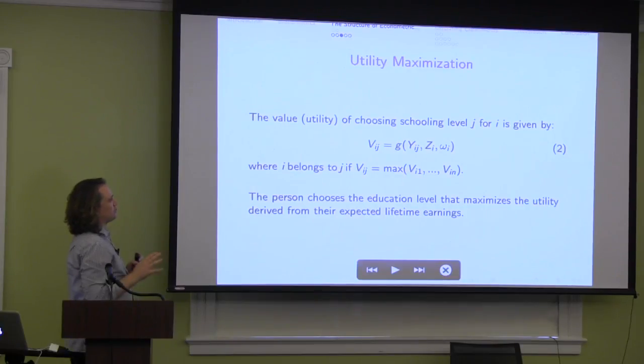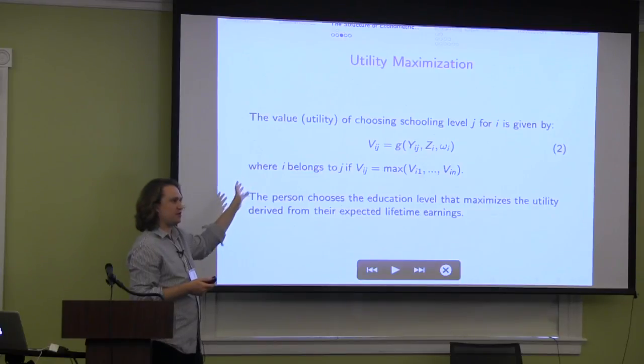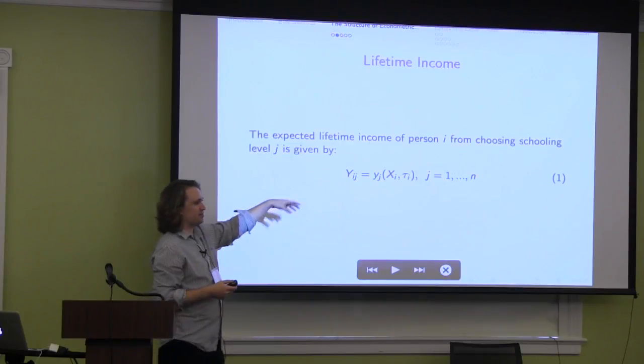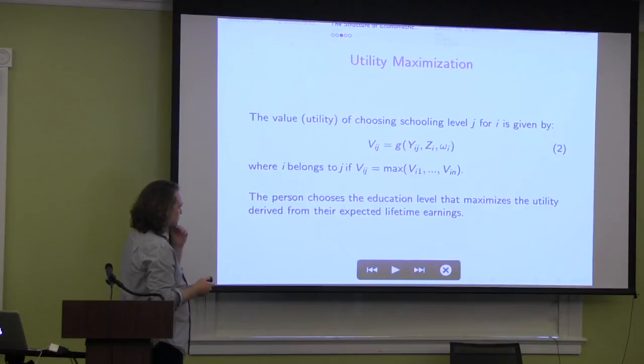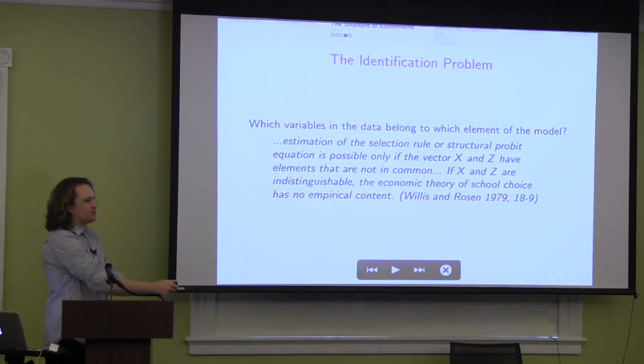So what Rosen and Willis do is specify functional forms for these relationships. They have to do a lot of work up front, because this equation turns out to be nonlinear. They have to linearize it. They have to make some assumptions about the error terms. But putting all that aside, at the end of the day, they're faced with this question.